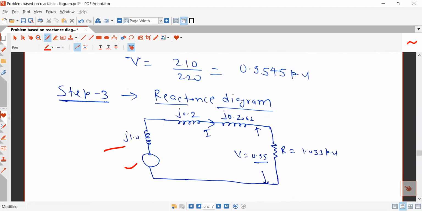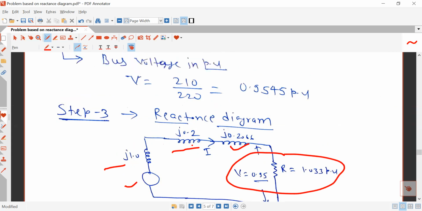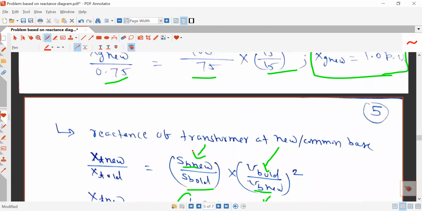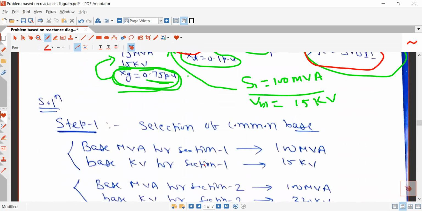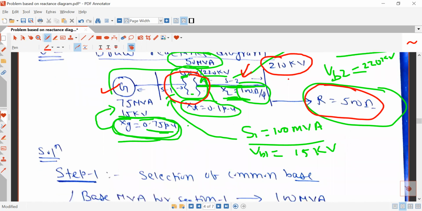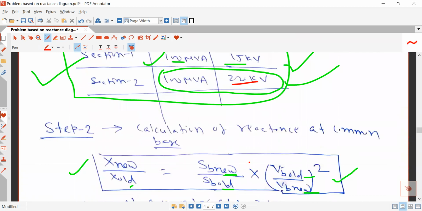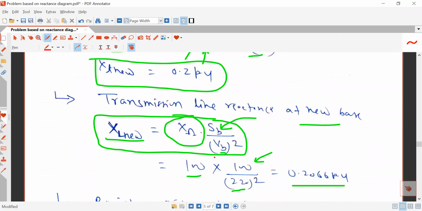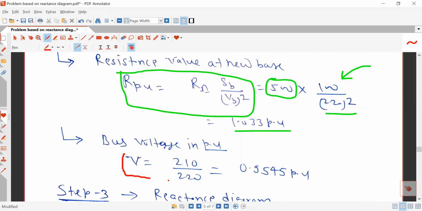The generator is replaced by a voltage source with series reactance. The transformer is replaced by a reactance. The transmission line is replaced by a reactance, and this is the resistance. And now you can also note here that the voltage of this bus is given as 210 kilovolt, but this bus is a part of section 2. So you can convert this voltage to per unit also. The base value for section 2 is 220 kilovolt. So the bus voltage can be converted to per unit.